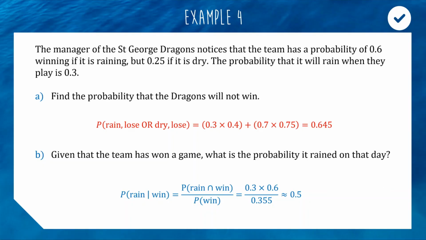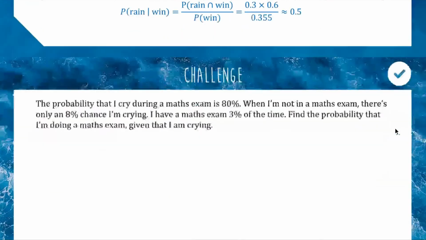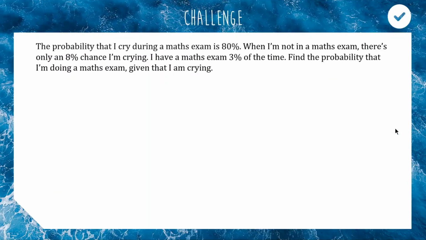Cool, fun maths. All right, to finish off, we're just going to do an optional challenge question. This is kind of like the questions that we just did, it's just not scaffolded, so you've got to do a lot of work by yourself. Let's quickly run through it. The probability that I cry during a maths exam is 80%. When I'm not in a maths exam, there's only an 8% chance that I'm crying. If I have a maths exam 3% of the time, find the probability that I'm doing a maths exam given that I'm currently crying. So this is some real life maths that you can take into your exam room with you.